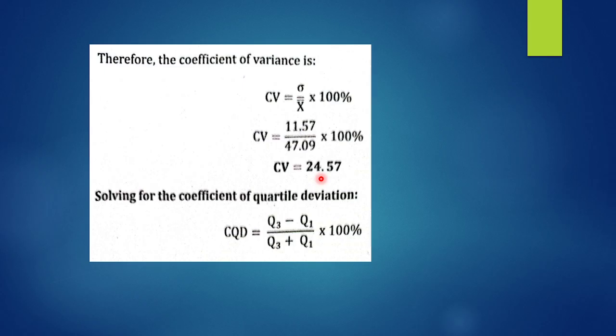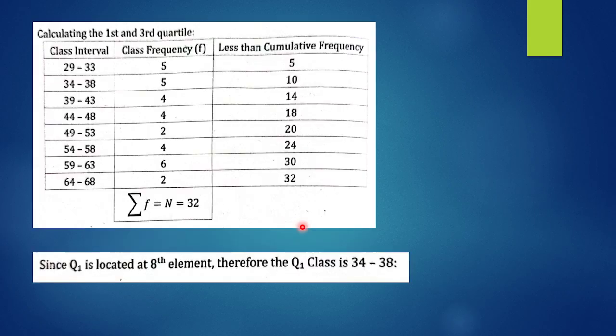Same scenario, we can't answer this one until we get the third quartile and of course the first quartile. So what are we going to do? Let's find the first quartile and then the third quartile as well. So using the same table, just continue putting in the next column the less than cumulative frequency. And then, of course, get the Q1. It is located at the eighth element.